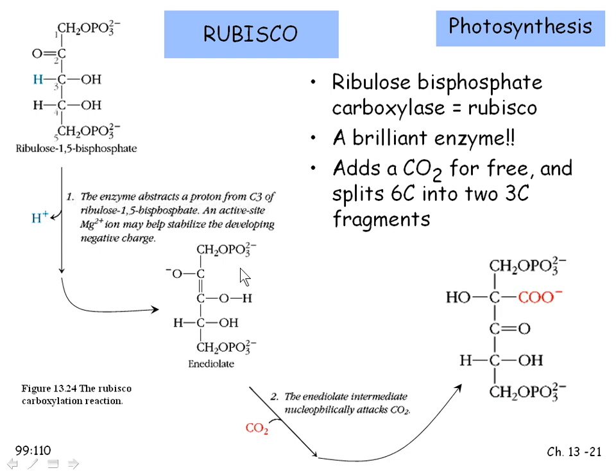And you can see that this looks like something that wants to do something. The enediolate structure is one that is not going to stay like that for very long. And because of the structure of the enediolate, carbon dioxide can attack and scarf it on like that. So this carbon here is going to attack that carbon and make a new bond like that. And now we have a 6-carbon molecule. Okay? What next?